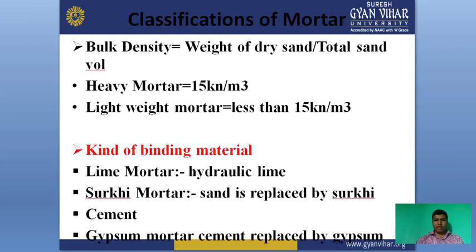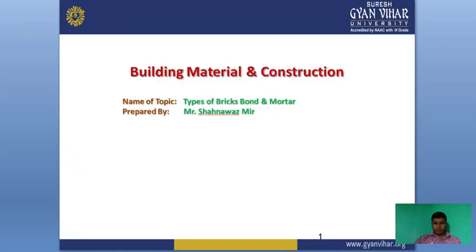Now what are the classifications of mortar? Mortar classifications are as under. What is bulk density? The formula of bulk density is the weight of dry sand upon the total volume of sand, and the heavy mortar strength is 15.